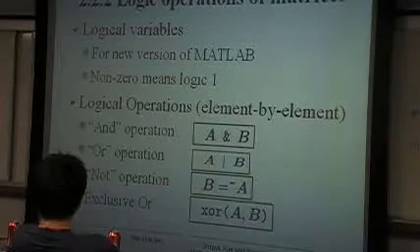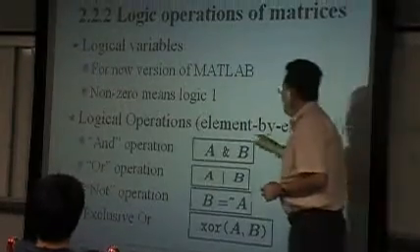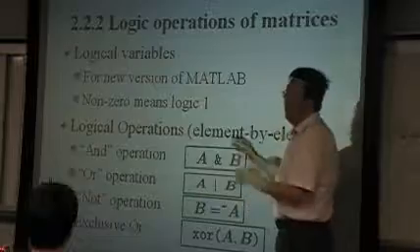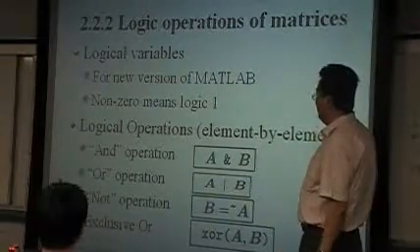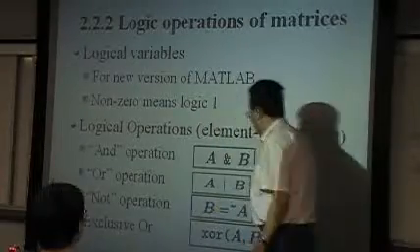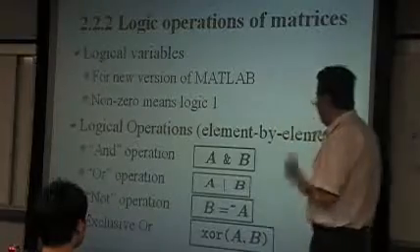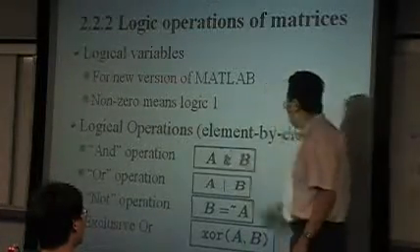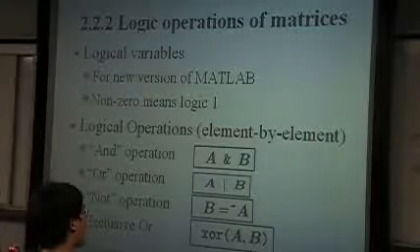Now let's consider the logic operation. We do not often perform logic operations on matrices. What we need to do is normally just two scalars to perform and, or, not operations, or exclusive operations. And this can be done with this kind of symbols. Slightly different from the case in C. In C you have double and so on. So these are the logic operations.